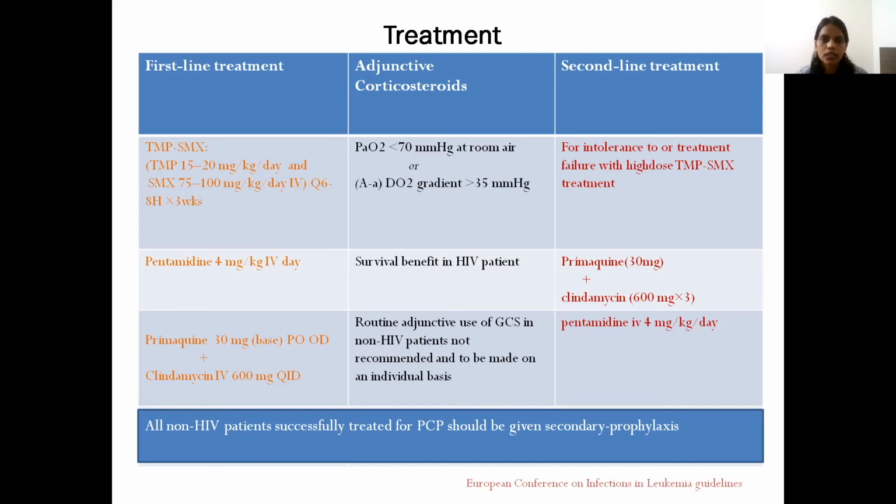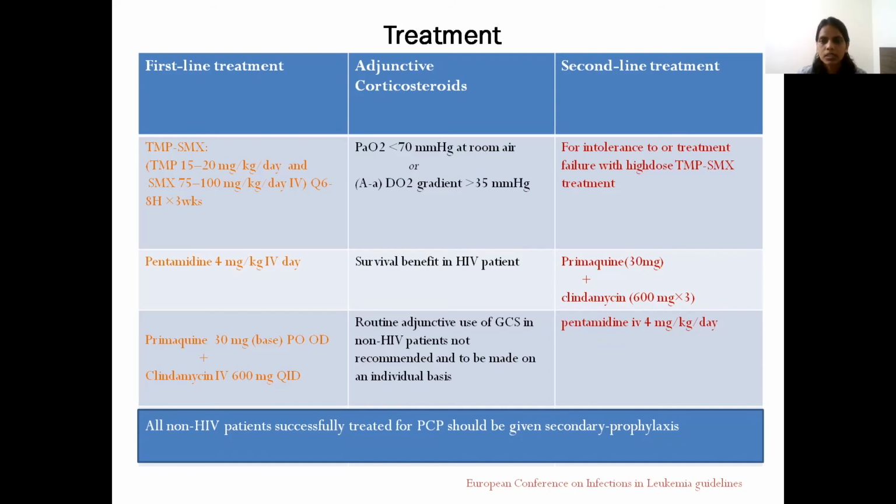The role of adjunctive corticosteroids: this is used when the oxygenation, that is the PaO2, is less than 70 on room air, or the alveolar-arterial oxygen gradient is more than 35 millimeters of mercury. This steroid has a survival benefit for HIV patients, but not in non-HIV patients. So routine use of steroid for non-HIV patients is not recommended, and it should be decided on an individual basis.